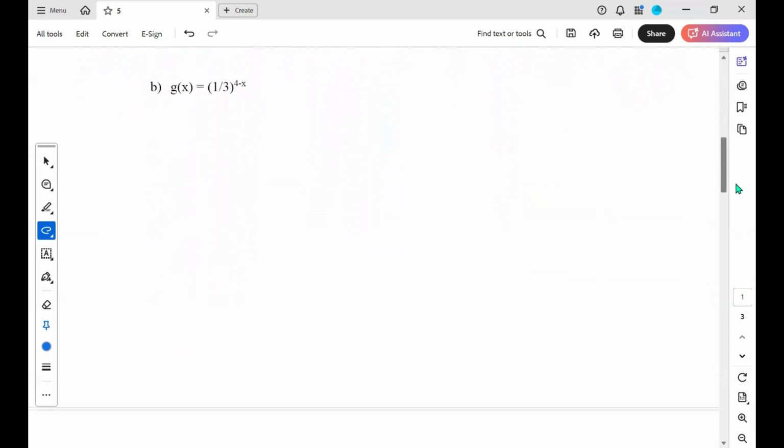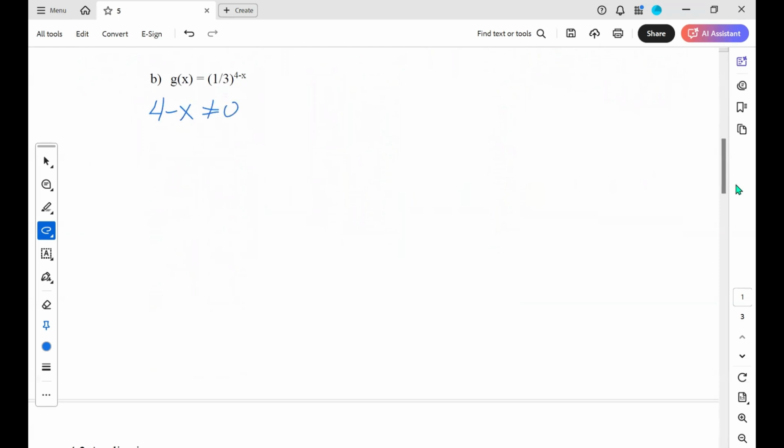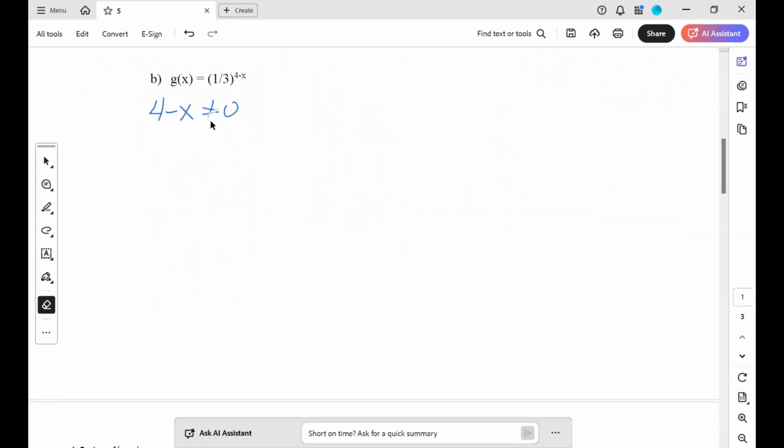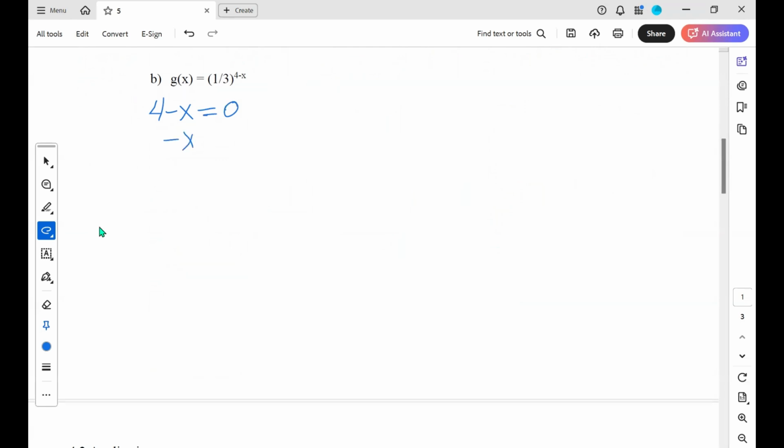All right, so let's look at this one. Again, we're going to take our exponent, so we're going to do 4 minus x. We're going to set it equal to 0, and we're going to solve this. So we're going to subtract 4. That's negative x equals negative 4, which means x equals positive 4.